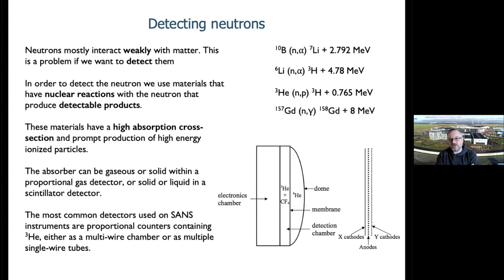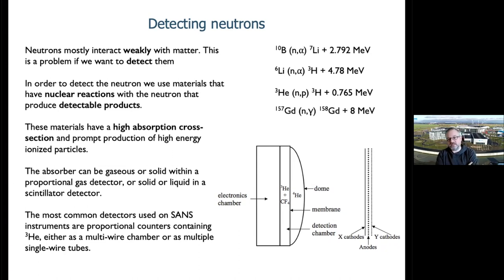Lithium is largely used in scintillator detectors. Here the lithium is mixed in a glass with something like zinc sulfide. The zinc sulfide will scintillate, namely it will produce light, when the reaction products from the neutron-lithium-6 reaction interact with it. We can then measure the light intensity and use that to localize where the neutron was detected.